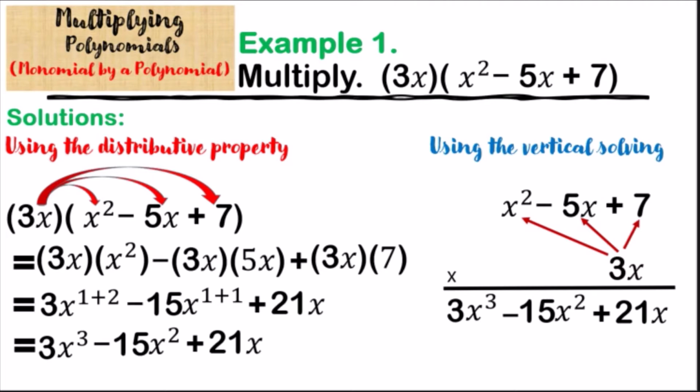As you can observe, if you use the distributive property, the product is 3x cubed minus 15x squared plus 21x. And if you use the vertical solving, the product is also 3x cubed minus 15x squared plus 21x.